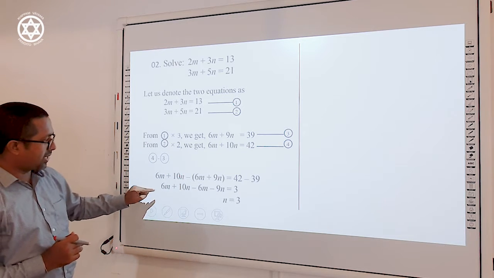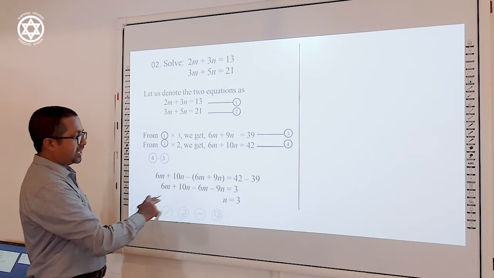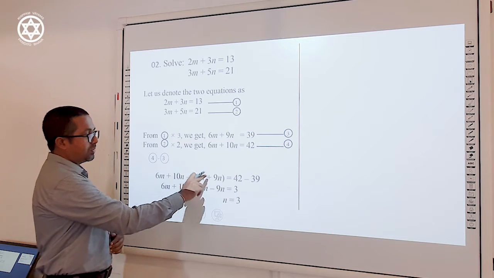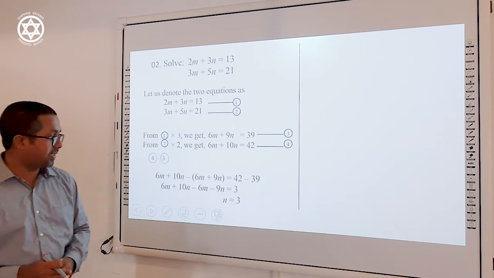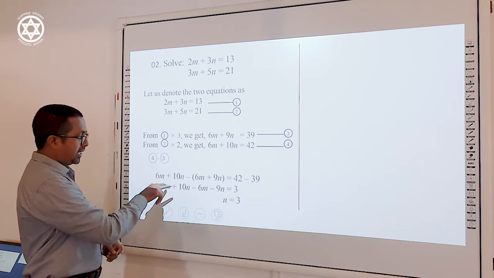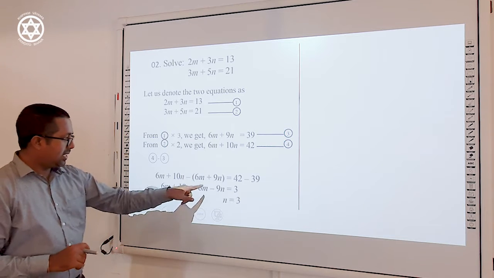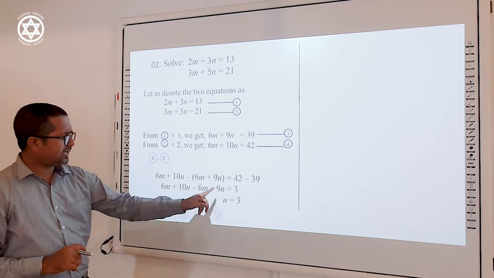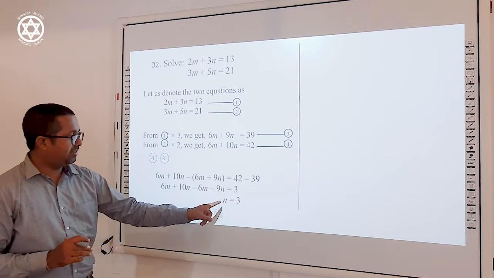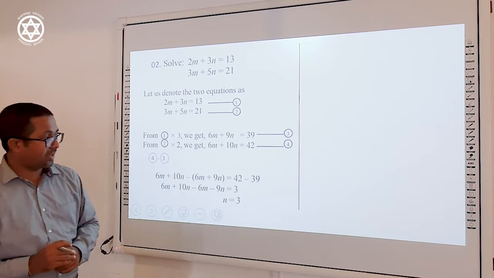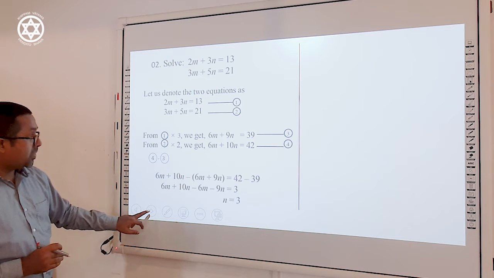When you remove the brackets, you can see how to change the sign of the terms. Here 6m plus 10n minus 6m, minus again minus 9n, and 42 minus 39, the value is equal to 3. And here you can see 6m, this one is positive and this one is negative, so they cancel and are removed. Then 10n minus 9n, the remaining value is n. So n is already the subject here, then the value of n is equal to 3.